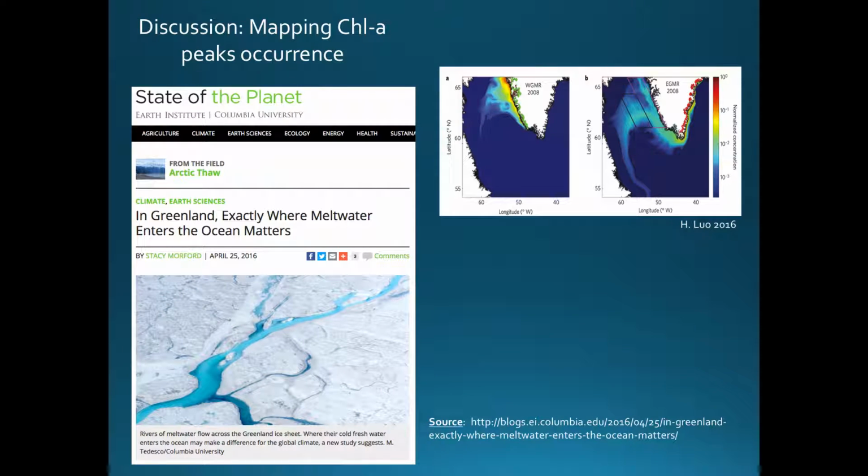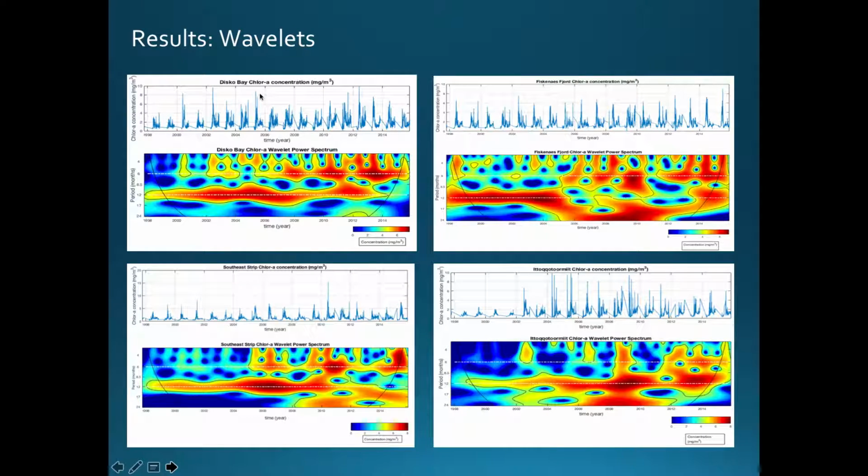For the wavelets in our coastal areas, we have seen that there is a shift in periodicity. We have marked here in white the periods of 12 months and 6 months, and there is actually a shift. So we could see that there is an annual cycle of phytoplankton growth in these coastal areas next to the fjords.